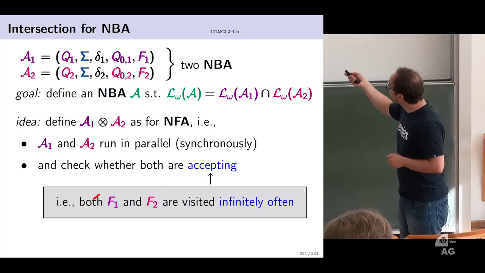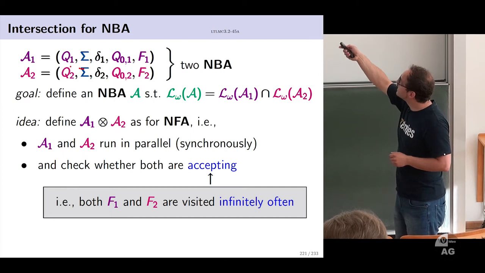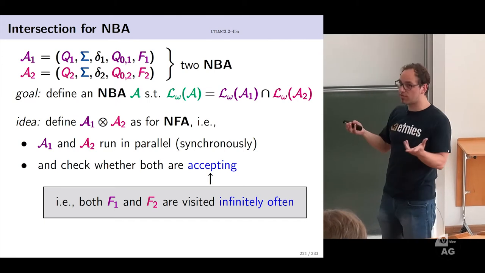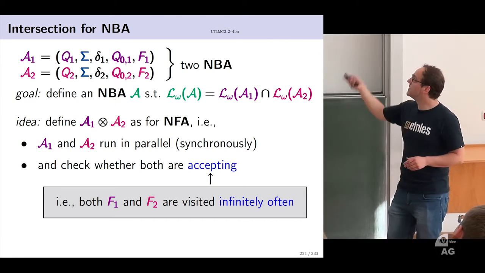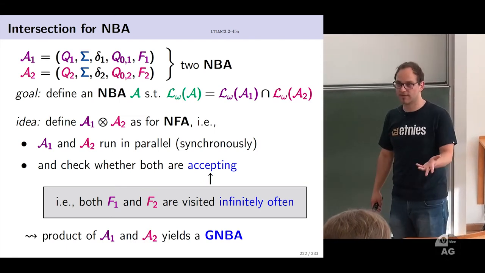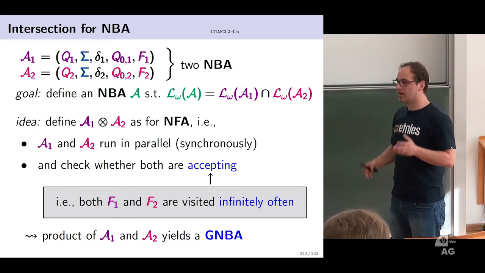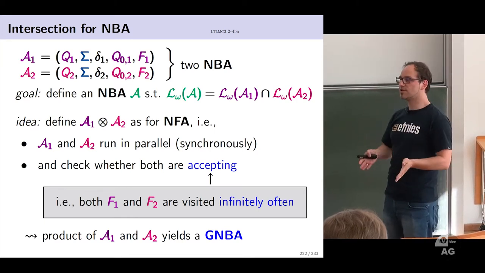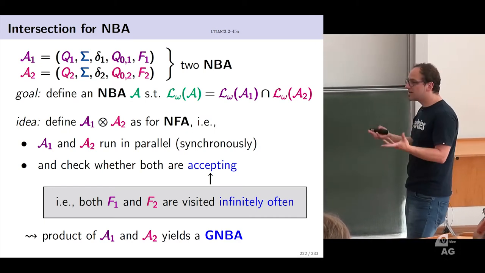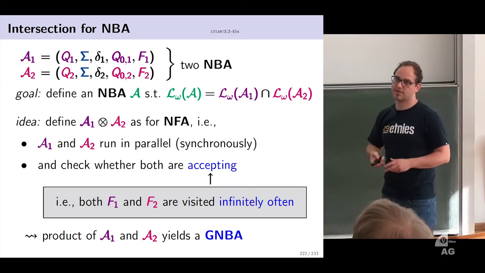And we will have to formulate that in a way that says both F1, the acceptance set of this one, and the acceptance set of the second one are both visited infinitely often. As you can see in this condition, it directly gives you a GNBA, right? We're going to look at details now, but it tells you that if you do the product construction on NBA, you will get a GNBA because you have two sets of accepting states in the end.